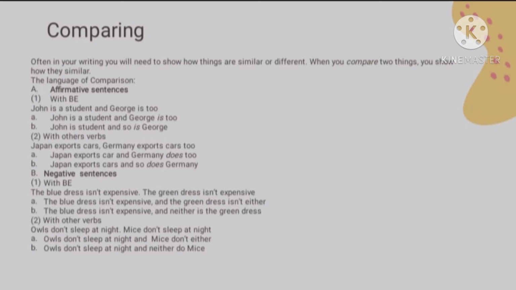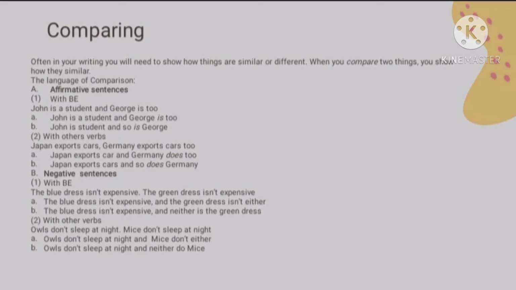Affirmative sentences. With be: John is a student and George is too. John is a student and so is George. With other verbs: Japan exports cars. Germany exports cars too. Japan exports cars and Germany does too. Japan exports cars and so does Germany.